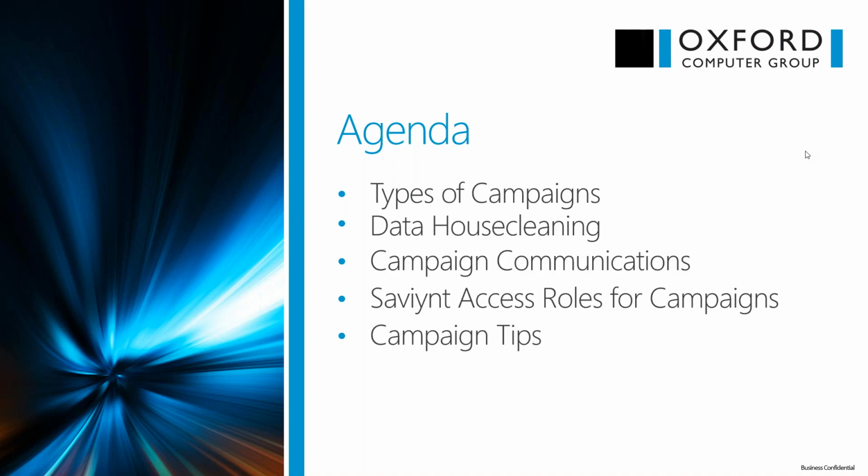So on our agenda today is types of campaigns. We're going to talk about some data house cleaning. You want to be able to communicate with your certifiers for campaigns. We'll go over that. And you also have to make sure everyone can get into Saviynt and have the proper permissions to do campaigns. And the last thing we'll do is talk about some campaign tips, a few things I put in there that I've experienced over the years doing campaigns.